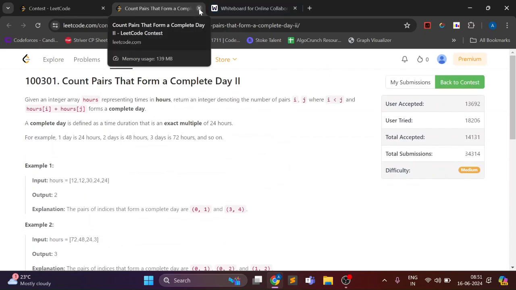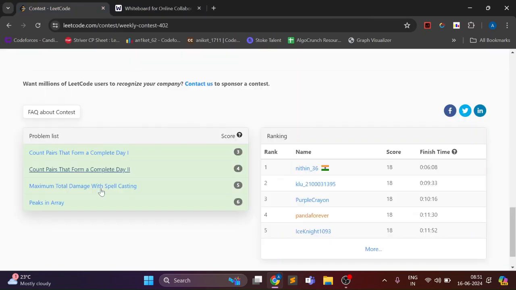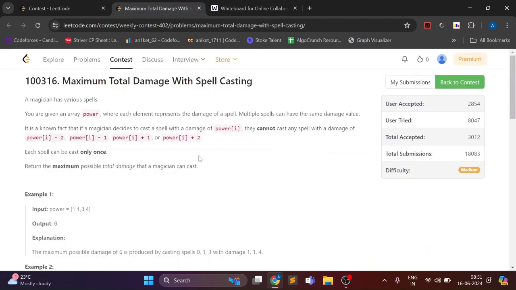So this was the second question. I would say it was pretty easy if you compare it with previous second questions on Leetcode contests. Now this is an interesting question. I would say not interesting, but a little bit annoying.